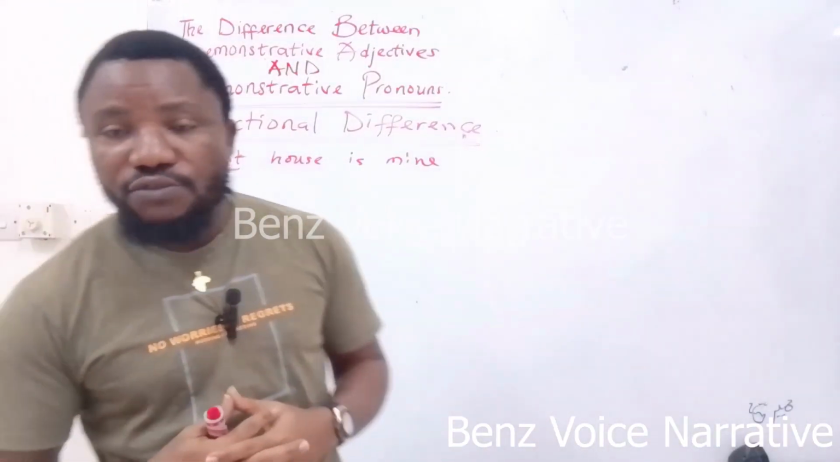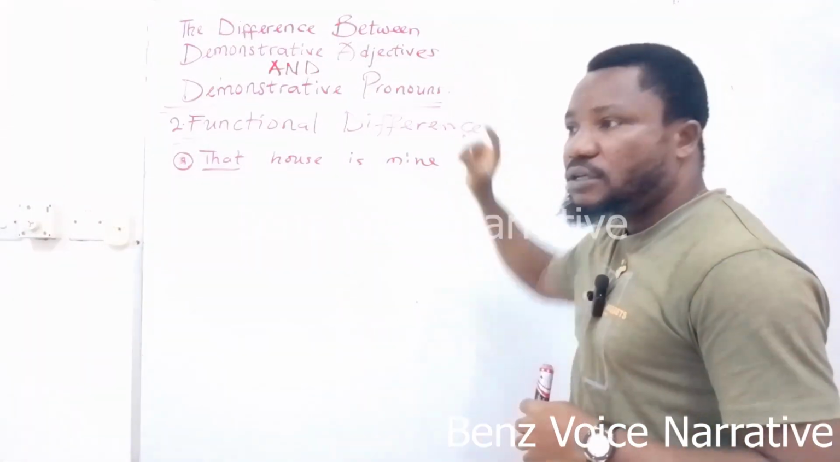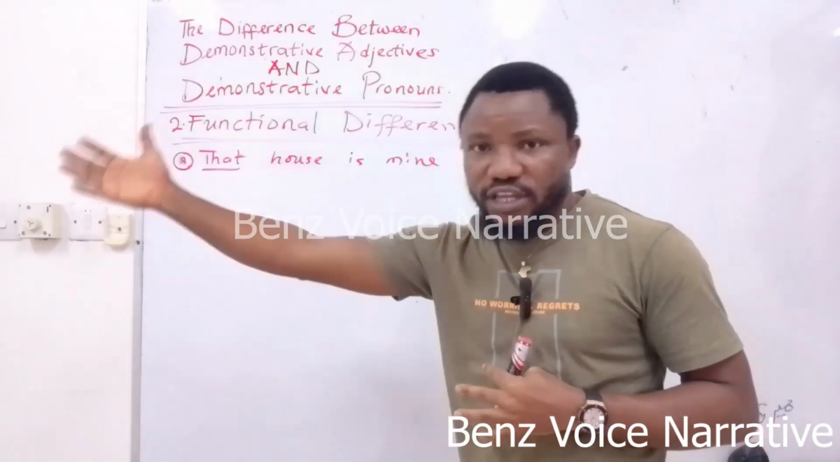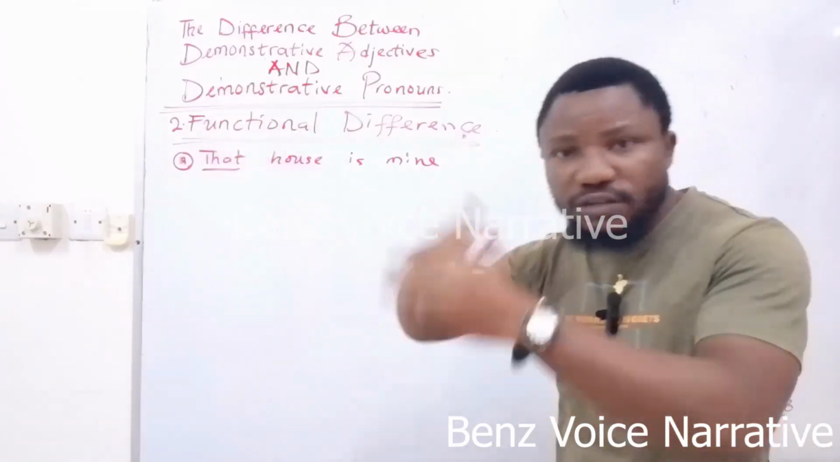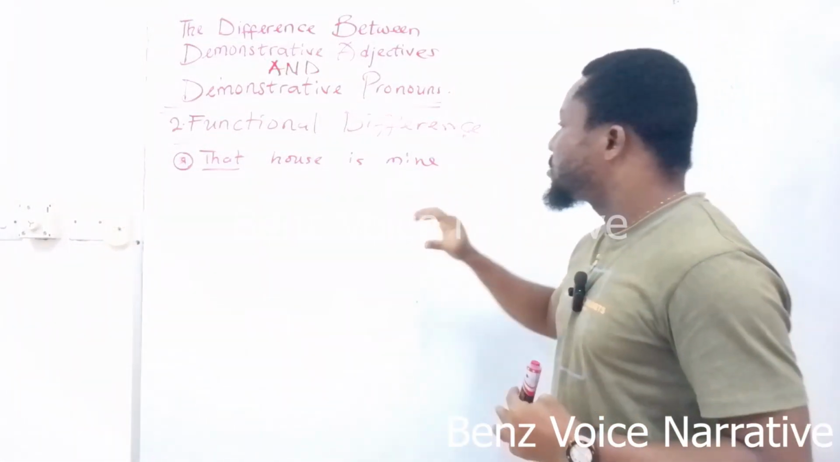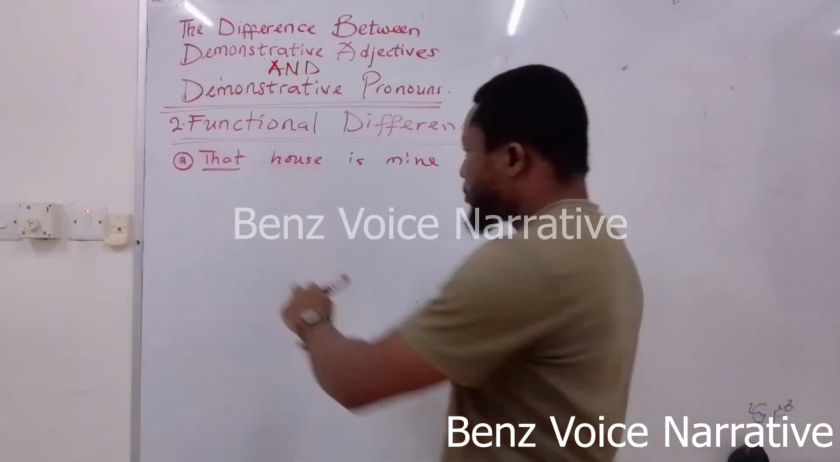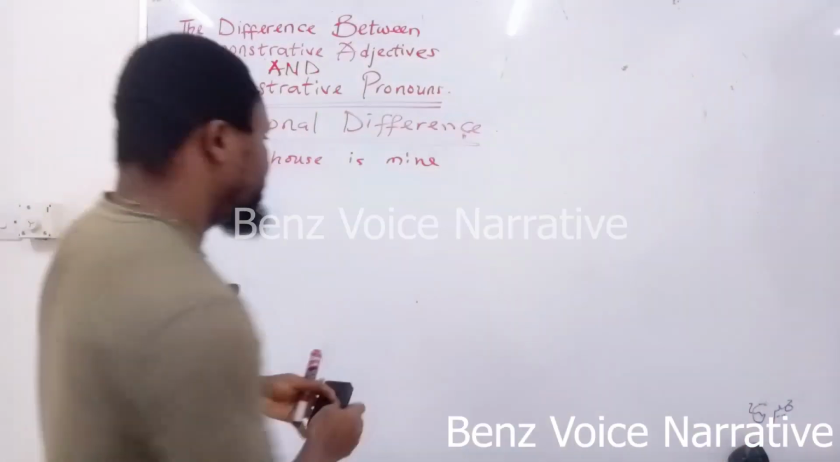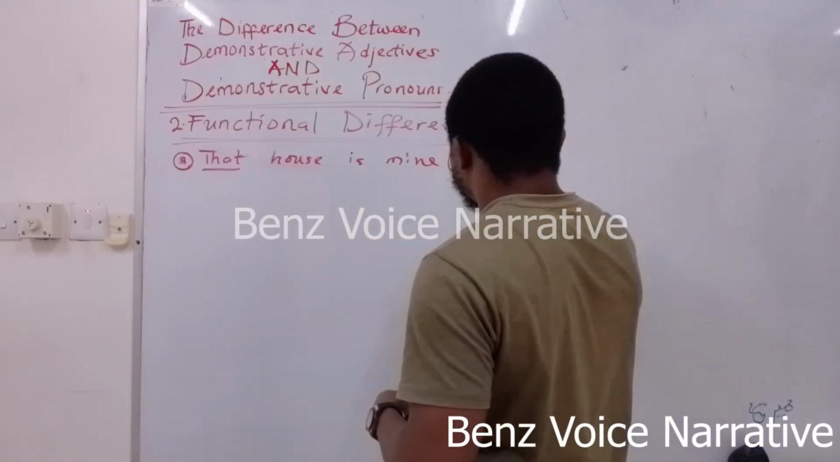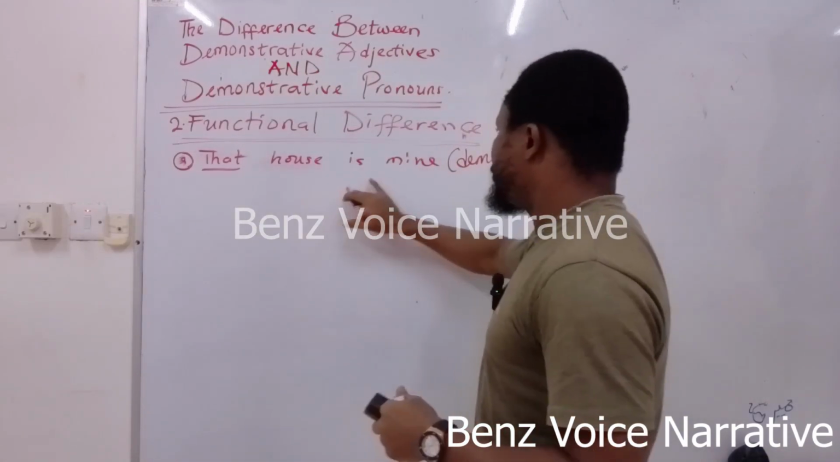So now that you know that functionally, a demonstrative adjective describes, points at a noun, modifies a noun, let's consider the functions of the demonstrative pronouns. Okay, remember this is an example for the demonstrative adjectives. Demonstrative adjective. Okay, that house is mine.